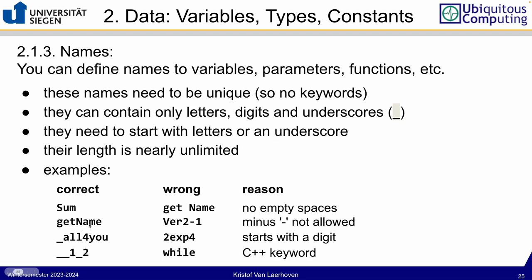Right? That means all of those are things you can do. Basically capitals or lowercase, it doesn't matter. You can do a lot of creating your own names. But those are wrong. This one is wrong because it has an empty space. This one is wrong because it has this minus sign. Other programming languages actually do allow these types of things, but most don't. Here it starts with a digit, wrong. So the compiler will then complain.